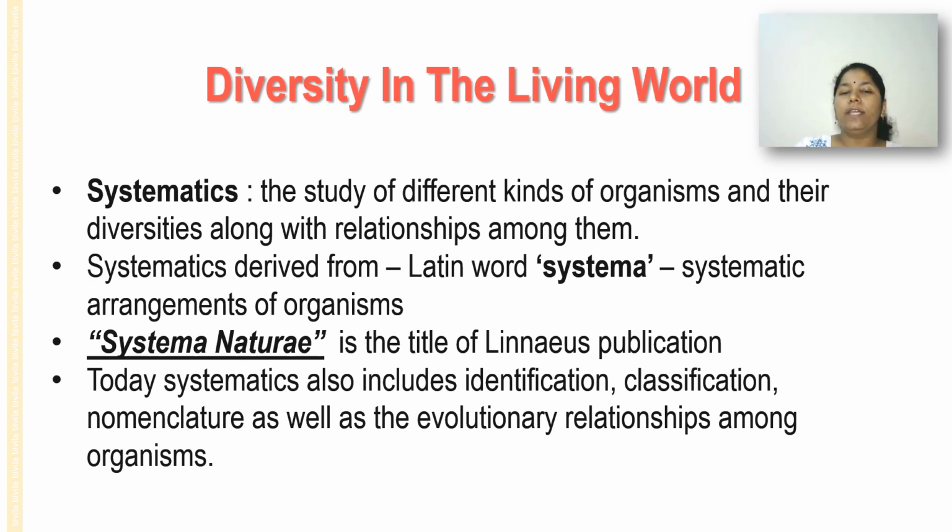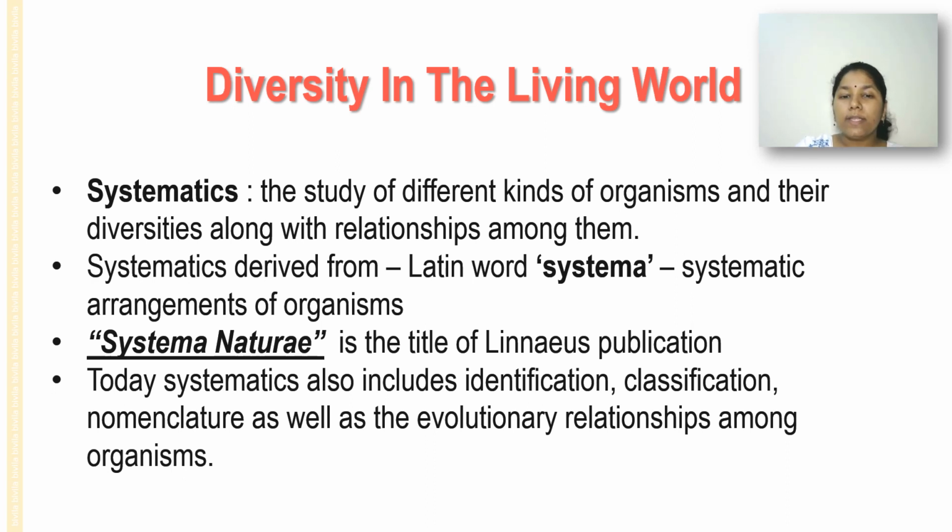And this kind of study of different kinds of organisms and their diversity along with the relationship among them is known as systematics. So, what is meant by systematics? The study of different kinds of organisms and their diversity, that is their varieties, their types, along with the relationship among them. The word systematics is derived from the Latin word systema, which means systematic arrangement of organisms.